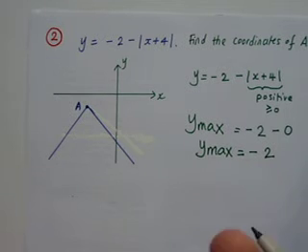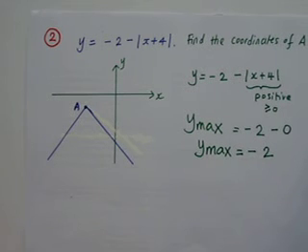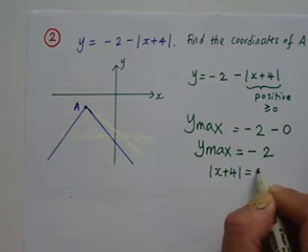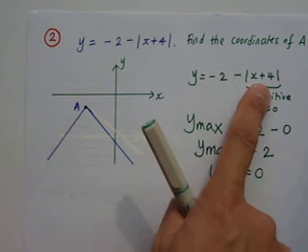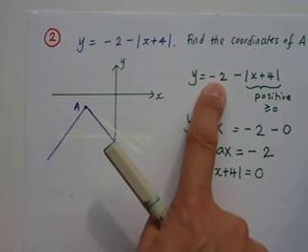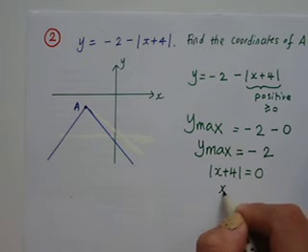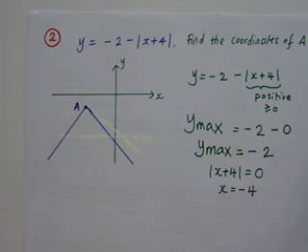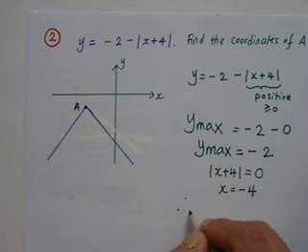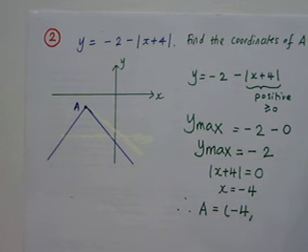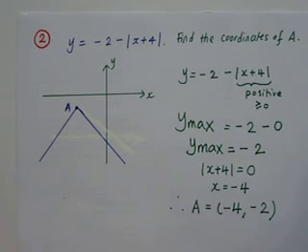And how does this happen? When this is 0. When you subtract nothing from minus 2, you get the highest value. So x is negative 4. Therefore, your A is minus 4 and your y is minus 2. Alright?